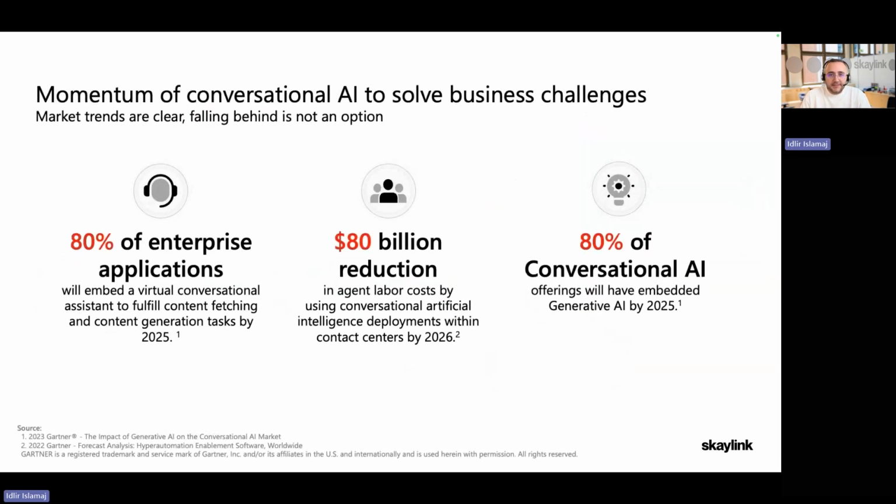Why should you care about this? Well, conversational AI, according to analysts, is playing a pivotal role in the next era of AI. You can see some of the statistics from analysts on how they envision conversational AI playing a role in the next couple of years. 80% of enterprise applications will embed conversational assistants to assist with content fetching and generation. There will be a reduction in agent labor costs of 80 billion by 2026, thanks to conversational AI. And by 2025, 80% of conversational AI offerings will have some form of generative AI embedded to enhance the user experience. Those are pretty big numbers, right?